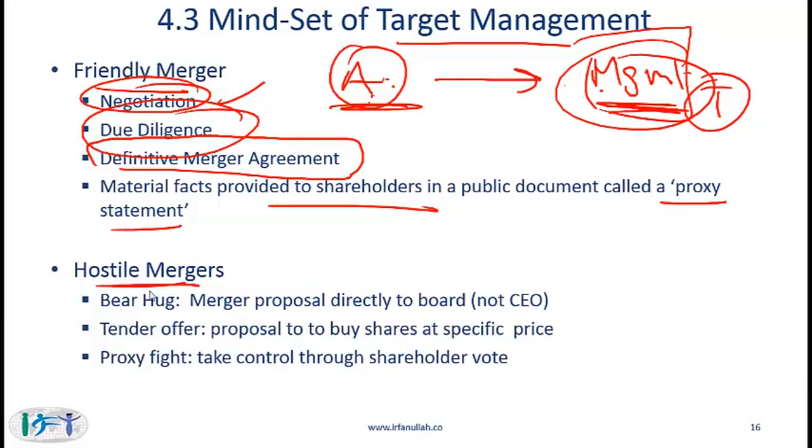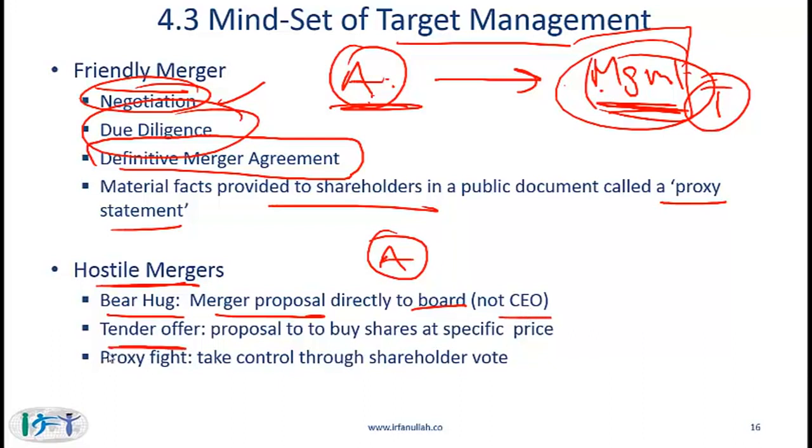The other scenario is a hostile merger. Here the management team does not want the merger to happen. This is the management team of the target company. So what options does the acquirer have? One option is called a bear hug, where the merger proposal goes straight to the board and it does not go to the senior management team. Okay, so not the CEO, but the overall board.